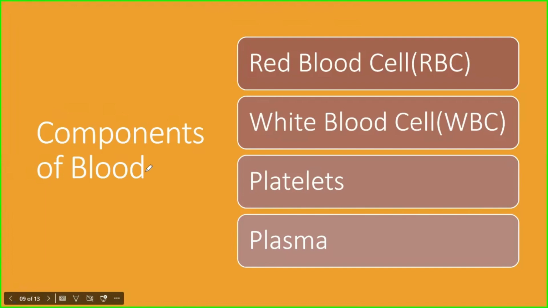Next is the components of blood. Blood has red blood cells, white blood cells, and platelets. These are three types of cells in blood, and the fluid part of the blood is called plasma.